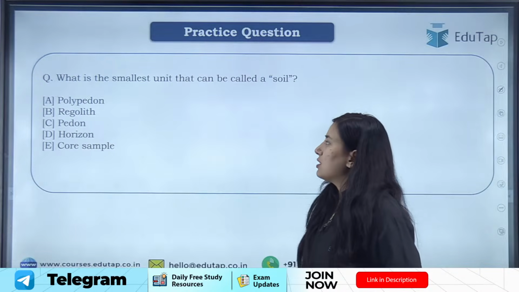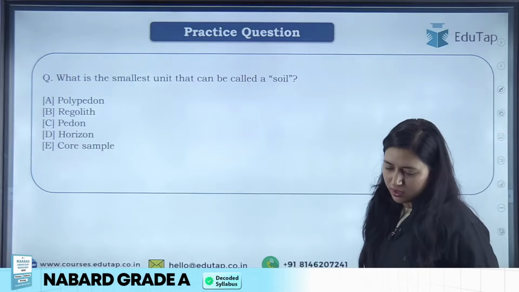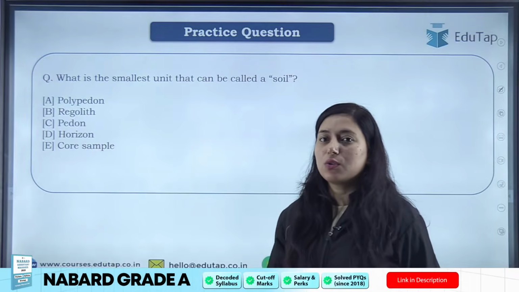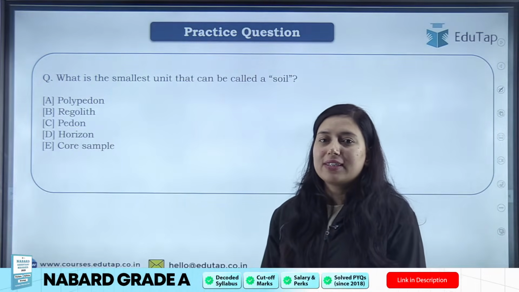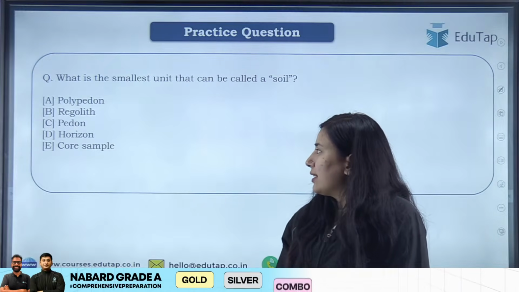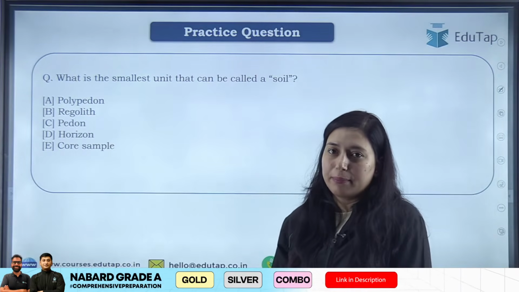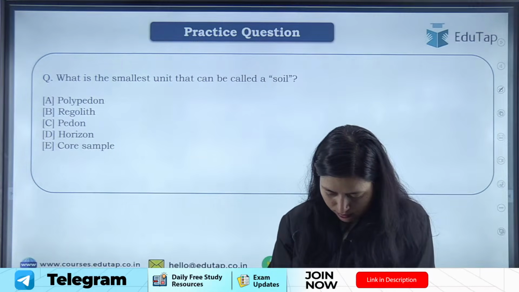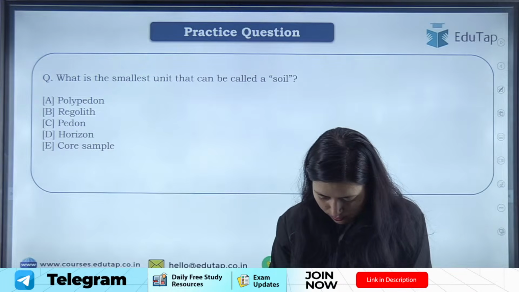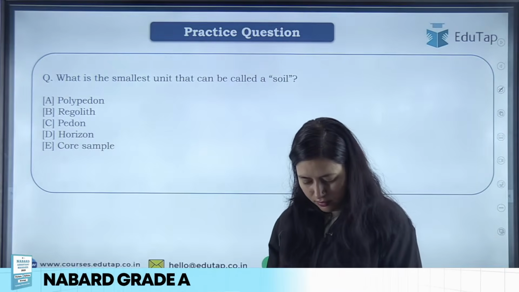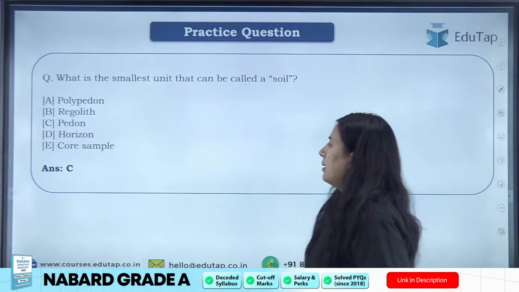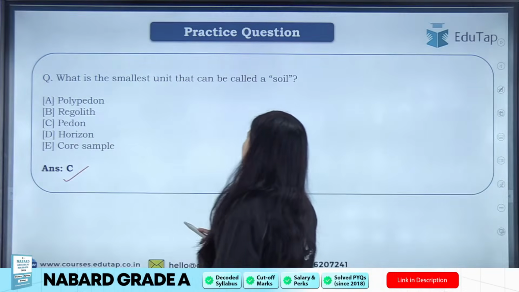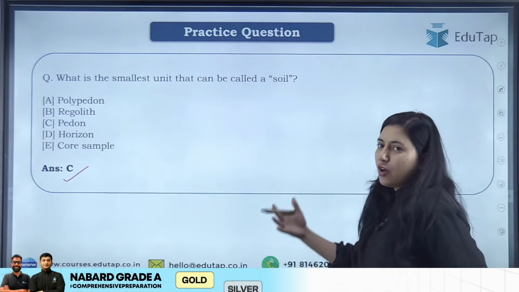Now the next question for you: the smallest unit that can be called soil is called what? Okay, what will be the answer of this question? Smallest unit that can be called soil is polypedon, regolith, pedon, horizon, core sample. Okay, answer will be pedon, right? Answer will be pedon.